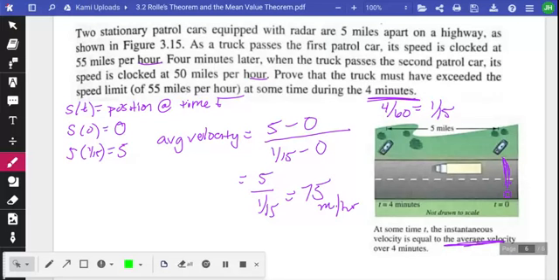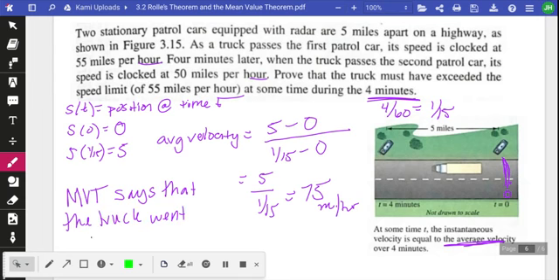Therefore, obviously his average velocity is 75. So the MVT says that he must have been traveling 75 miles per hour at least one time. The mean value theorem, they call it MVT very often, says that the truck went at least 75 miles per hour. He definitely hit that 75 miles per hour minimum one time.